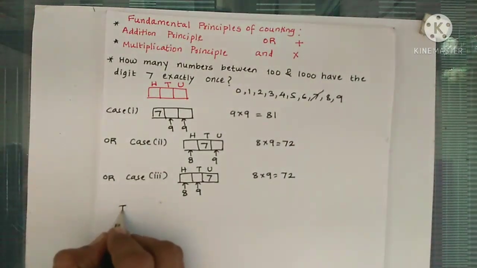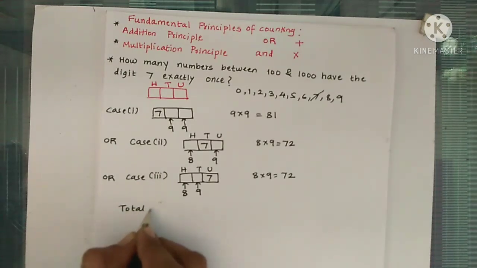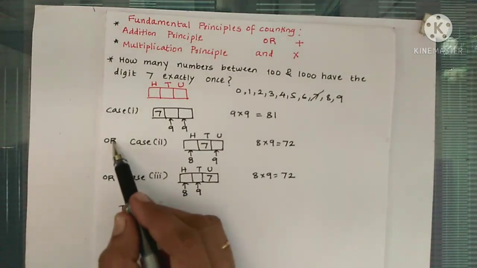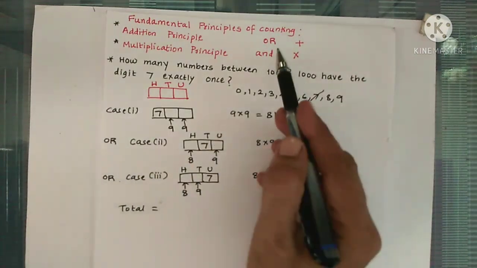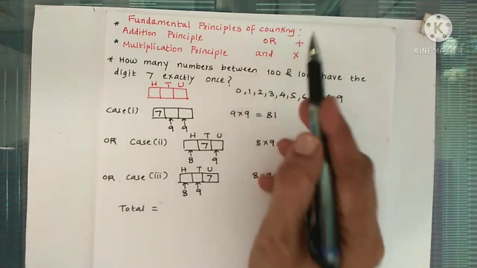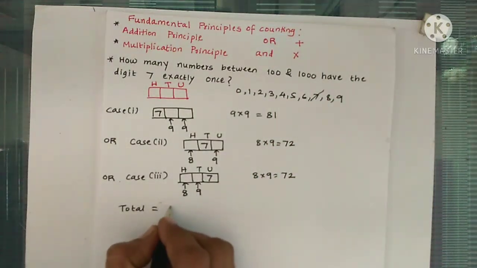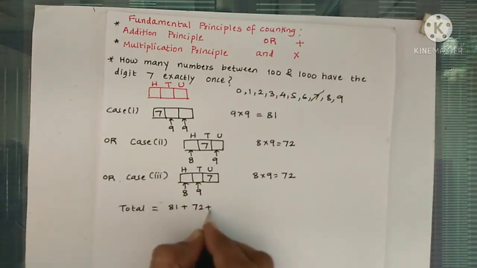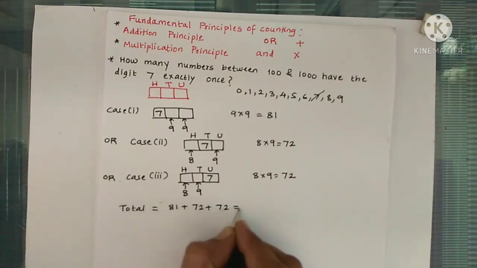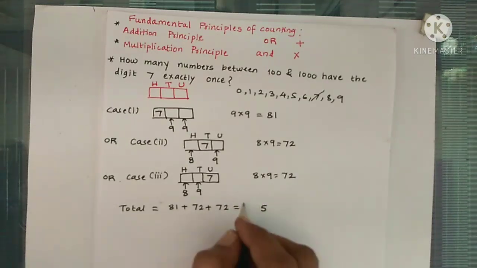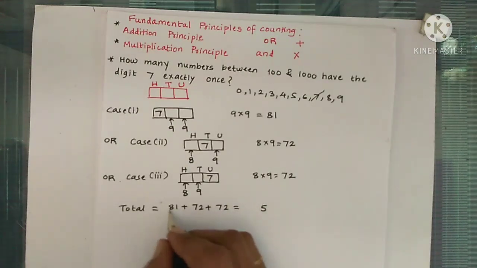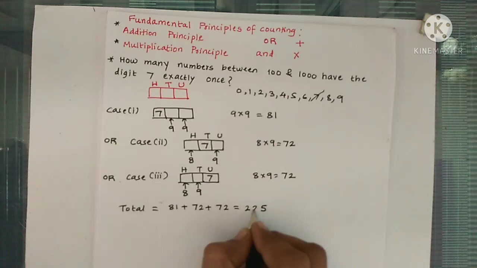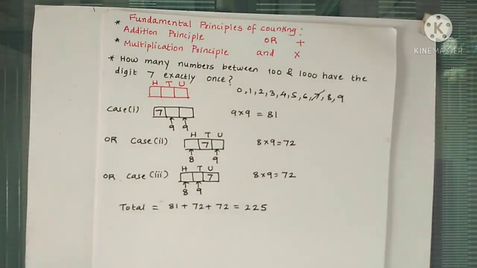Now to find the total number of ways, in between we have "or" here. And whenever we have "or", we have to add those number of ways. So this is 81 plus 72 plus 72. So this is 5. 7 plus 7, 14 plus 8 is 22. So total number of ways is 225.